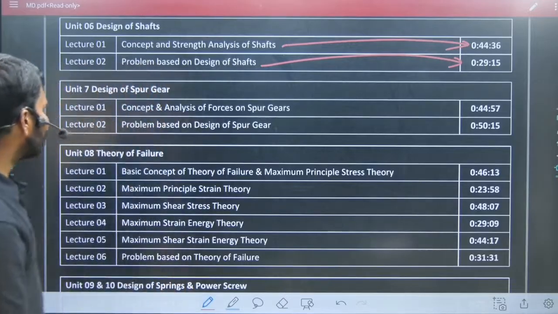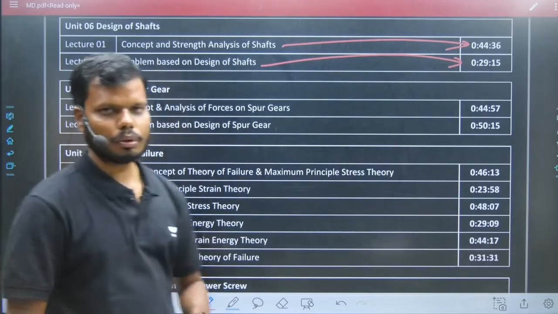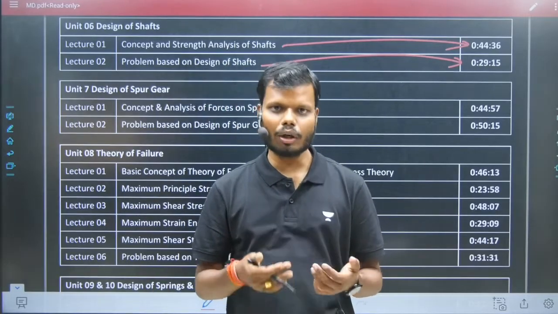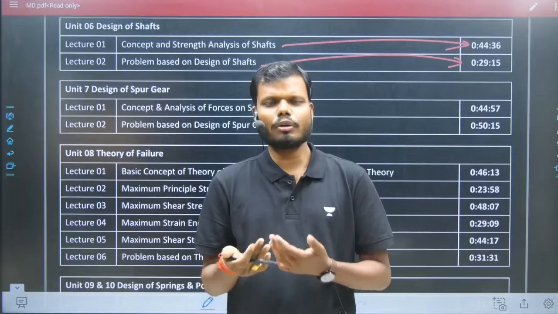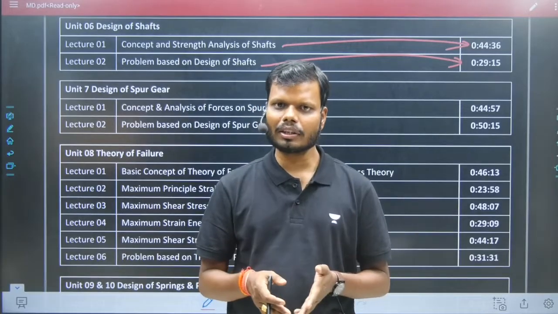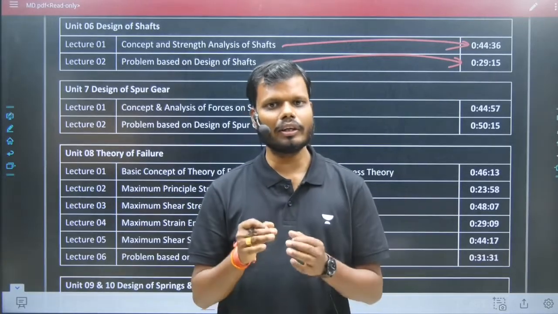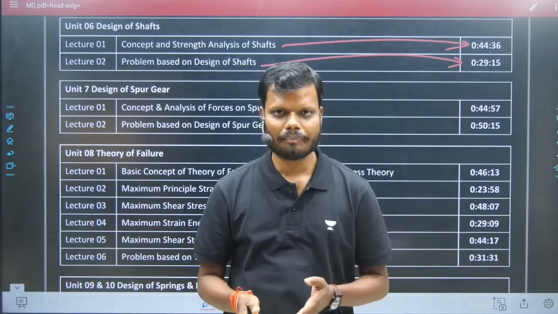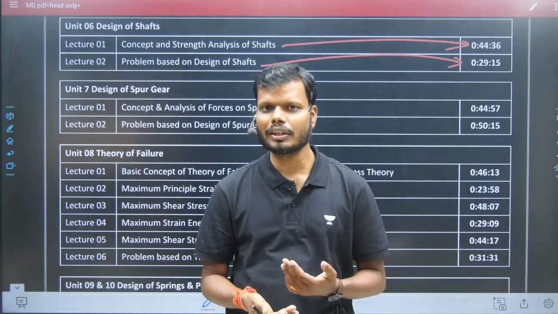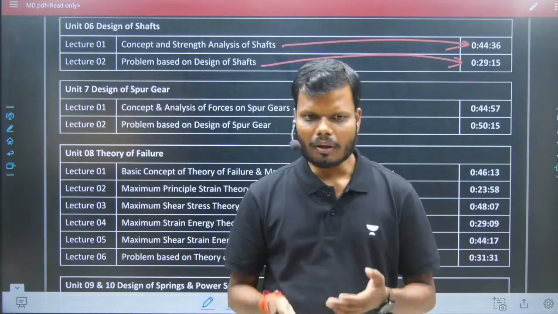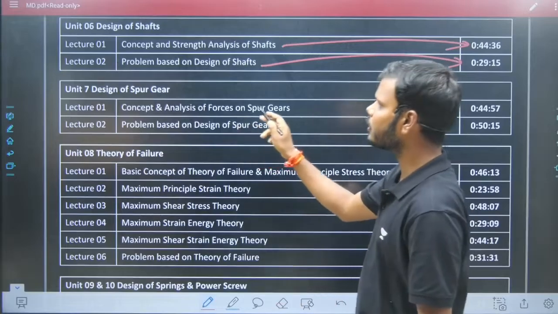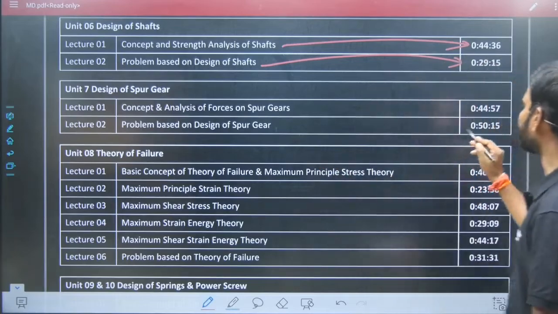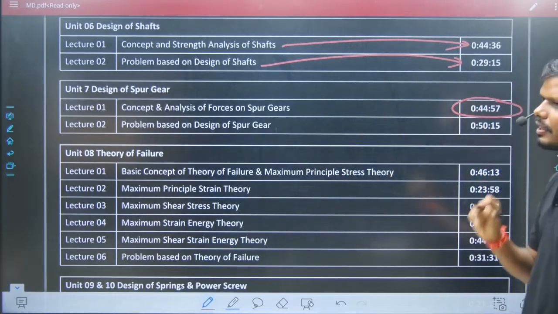Okay, next, design of spur gear. As we know, all these concepts like involute gear and cycloidal gear will be covered in theory of machines. So in machine design, only design parameters of spur gears are covered, like Lewis beam analysis, geometric form factor. All these concepts are covered in lecture 1. Concept and analysis of forces on spur gear is covered in 44 minutes 57 seconds.